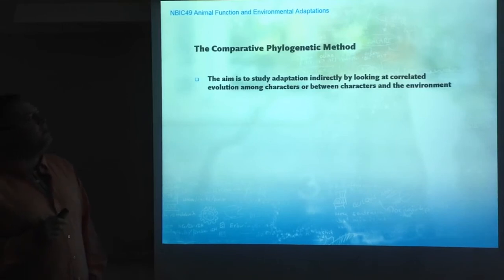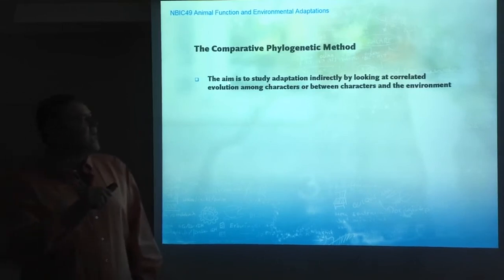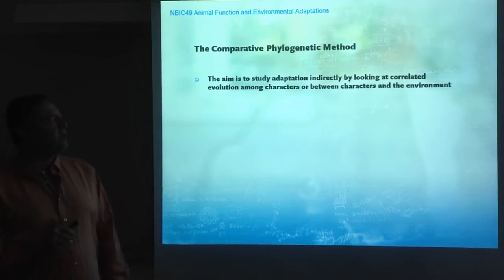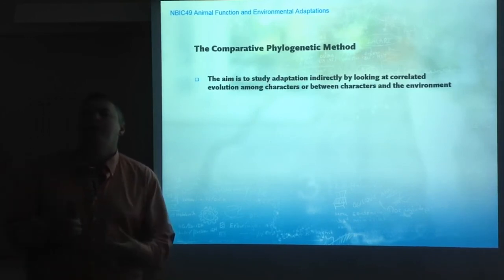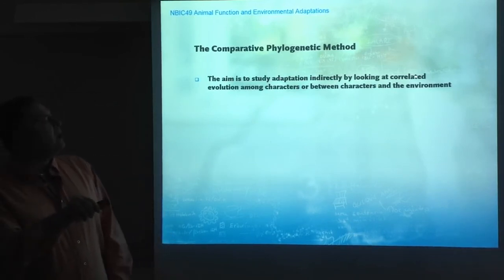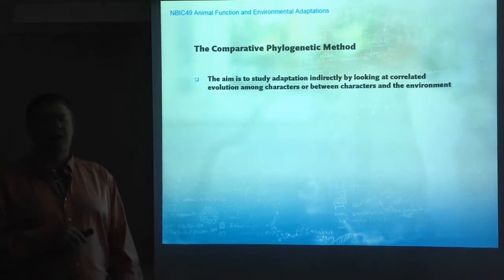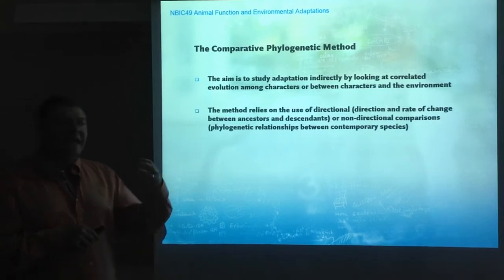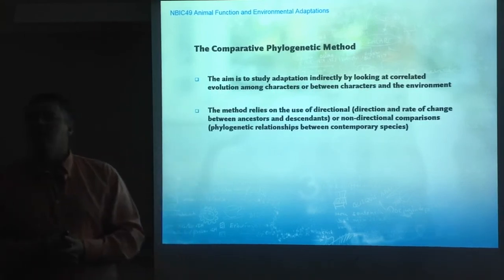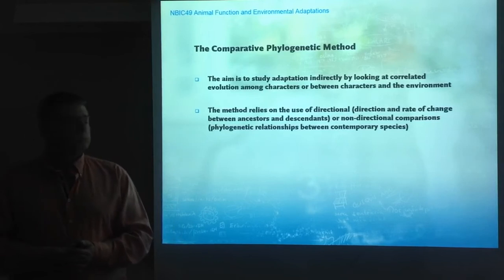The comparative phylogenetic method has as a name to study adaptation indirectly. How do we study adaptation indirectly? Looking at correlated evolution among characters or between characters and the environment. Where? In the species that are related with each other.